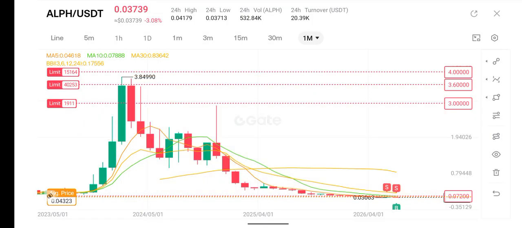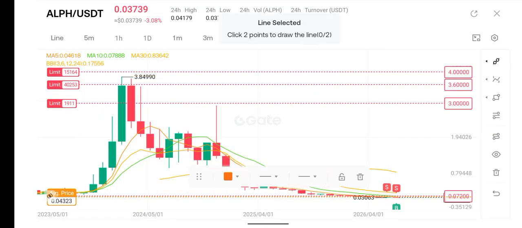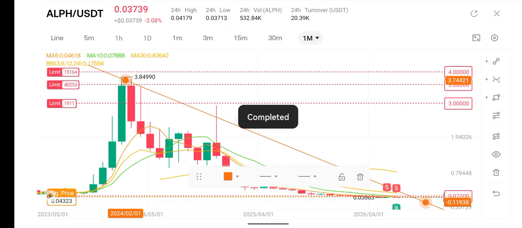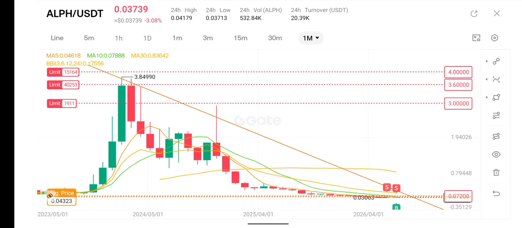So let's look at the market sentiment. This is a bearish market, considering it's hitting all the lower lows. The market is in a declining fashion.